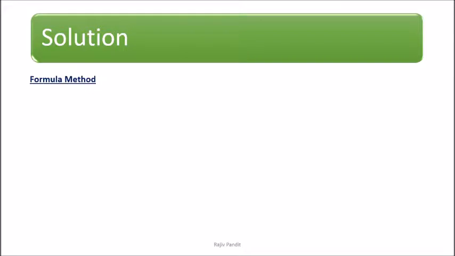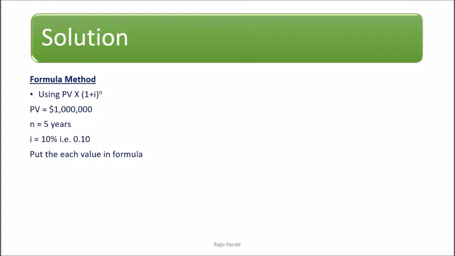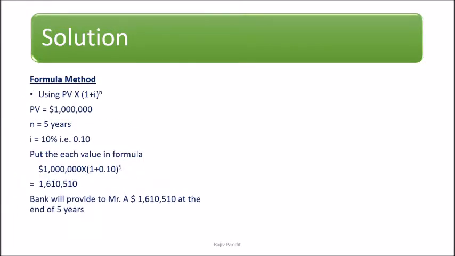We have two ways. First, the formula method using PV times (1 plus I) to the power n. We have the present value as 1 million, n is 5 years, I is 10%, that is 0.10. Put each value in the formula and we get 16,10,510. Now we can see that the bank will provide Mr. A 16,10,510 dollars at the end of the fifth year.